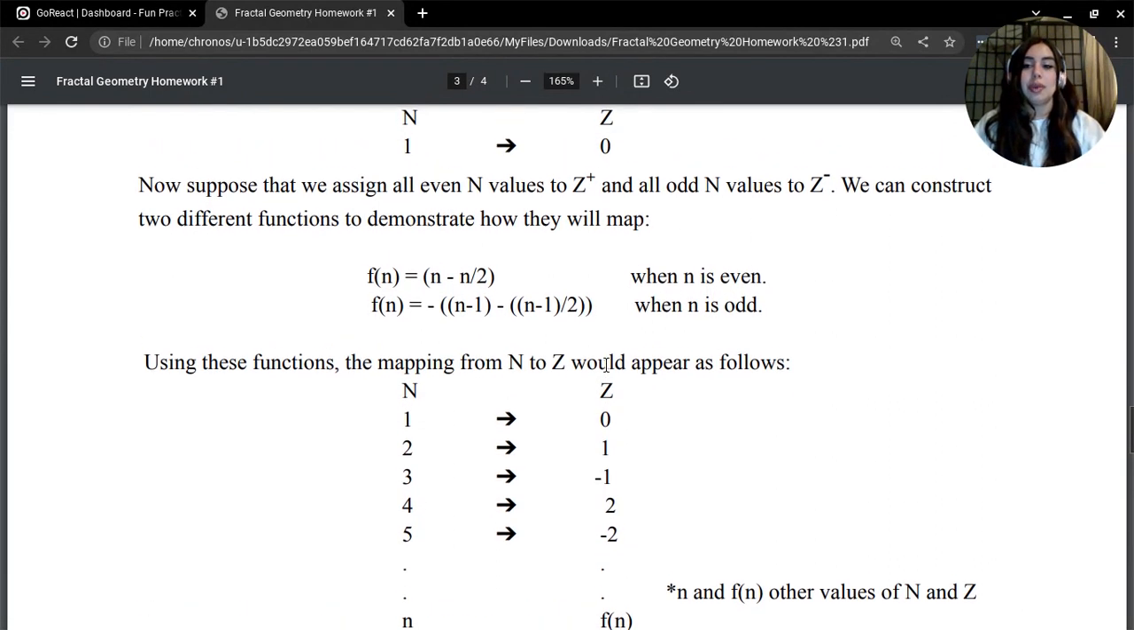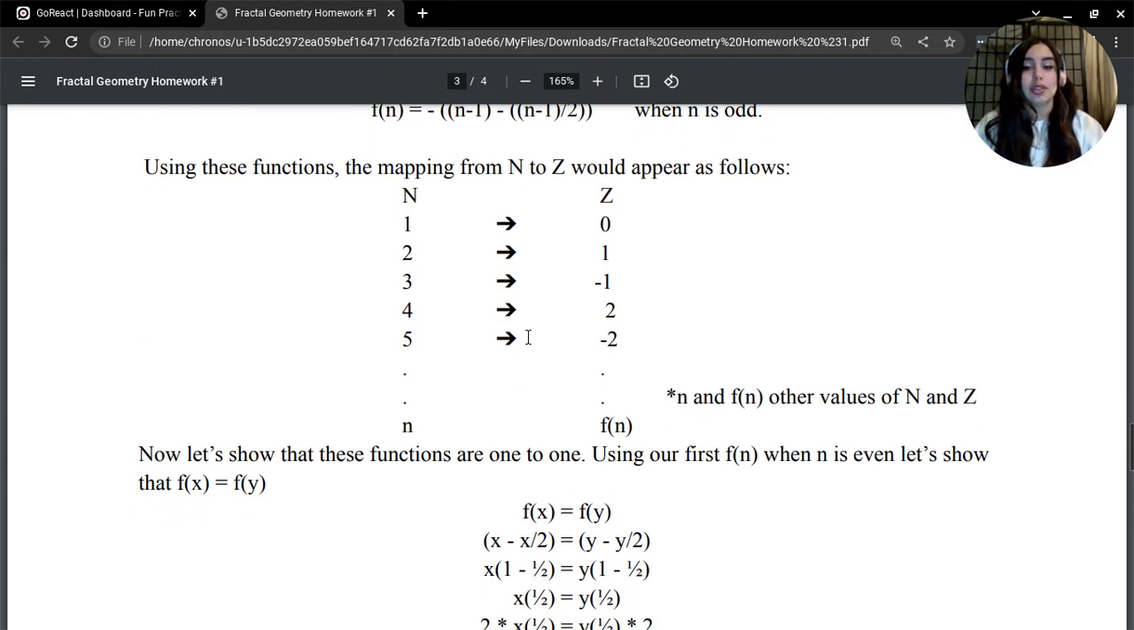Now suppose we assign all even n values to Z positive and all odd n values to Z negative. We can construct two different functions to demonstrate how they'll map, which are listed here. So we have f of n is equal to n minus n divided by 2 when n is even, and for f of n equal to negative, in parentheses, n minus 1 minus (n minus 1) divided by 2 when n is odd.